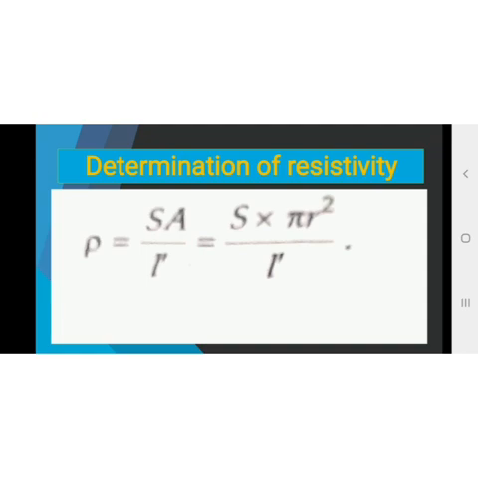With the help of meter bridge, we can calculate the resistance of a wire as well as the resistivity of the wire.